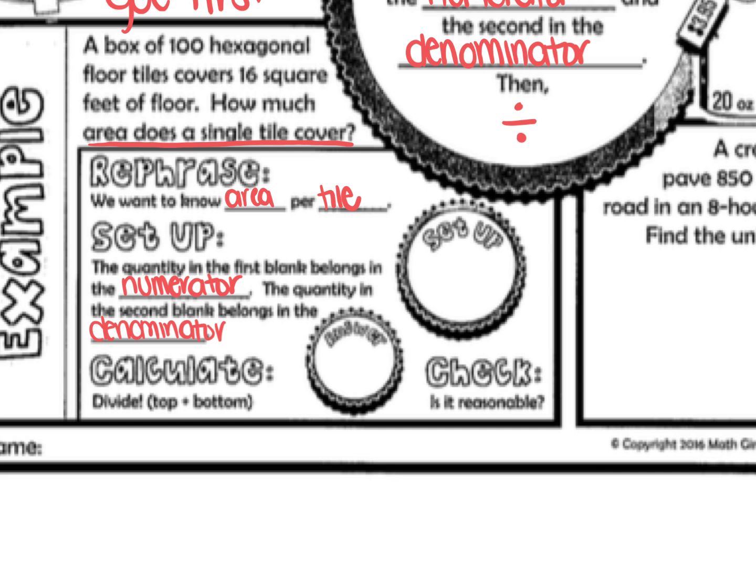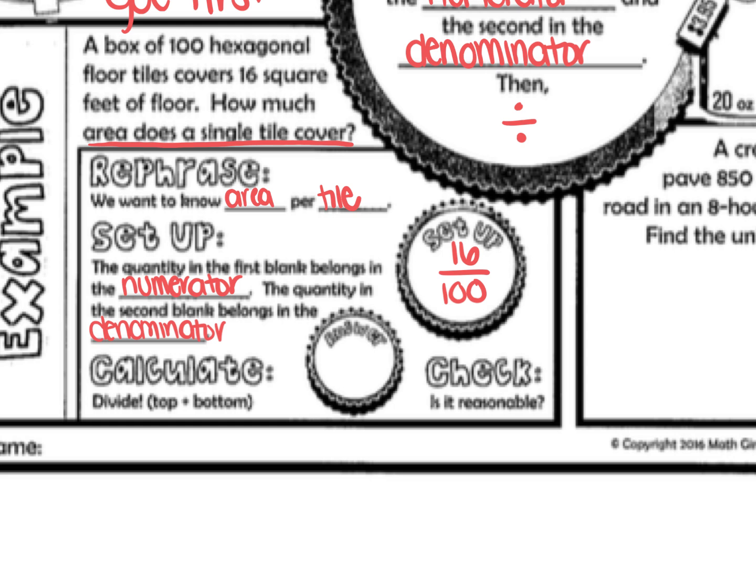Which number is the area? 16 square feet. Yes, square feet is area, so 16 square feet and 100 hexagonal tiles. Don't plug this into your calculator yet. I've got 2 questions for you. First of all, before we do the calculations, if they're hexagonal floor tiles, how many sides does each of those tiles have? 6. A hexagon is a 6-sided shape.